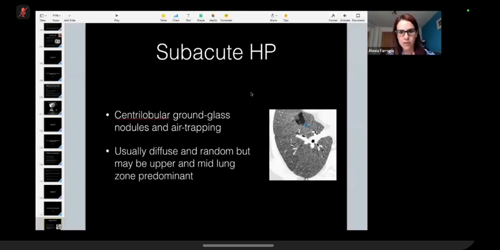Okay. So yes, this was a patient with subacute hypersensitivity pneumonitis. So this is characterized by a very diffuse bronchiolar picture. And there's centrilobular ground glass nodules, and sometimes you can see air trapping. Usually it's diffuse, as in this case, and random, but it may also be upper and mid lung zone predominant.